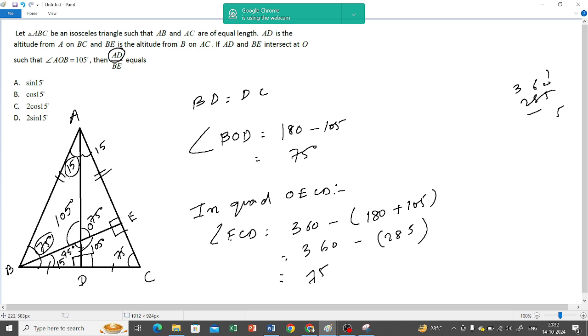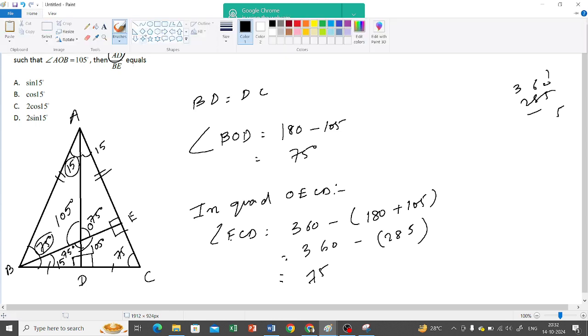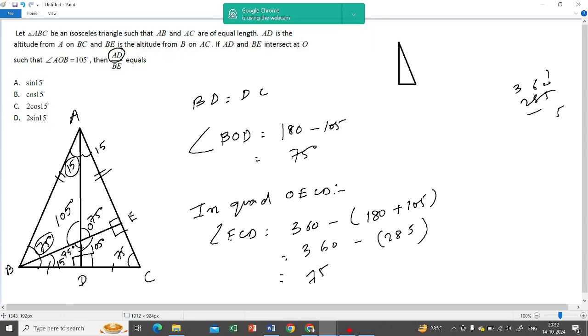I can take cos 15. What will cos 15 be? Base by hypotenuse. For 15, which is the base? No, see, you should know how to identify what is going to be the perpendicular and what is going to be the base for a triangle. Say this is the angle theta. Tell me, for theta, what is the perpendicular?